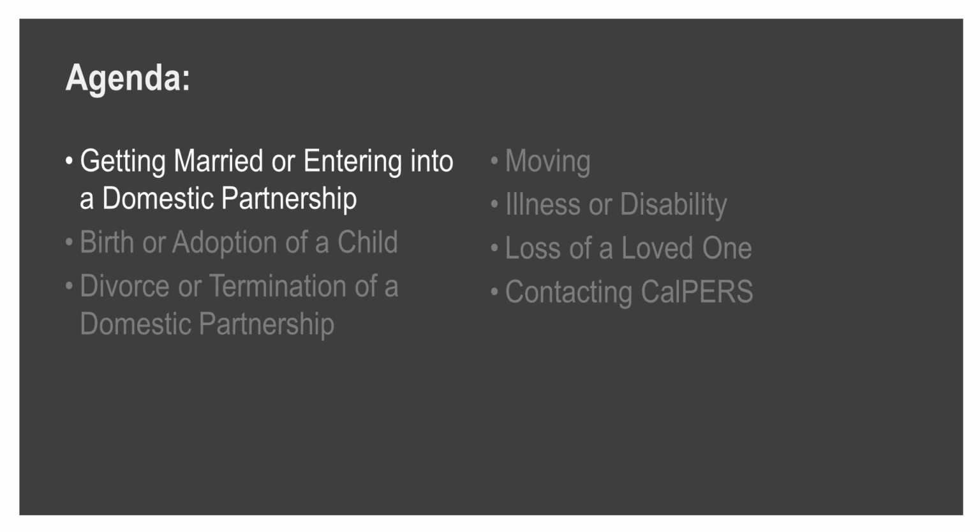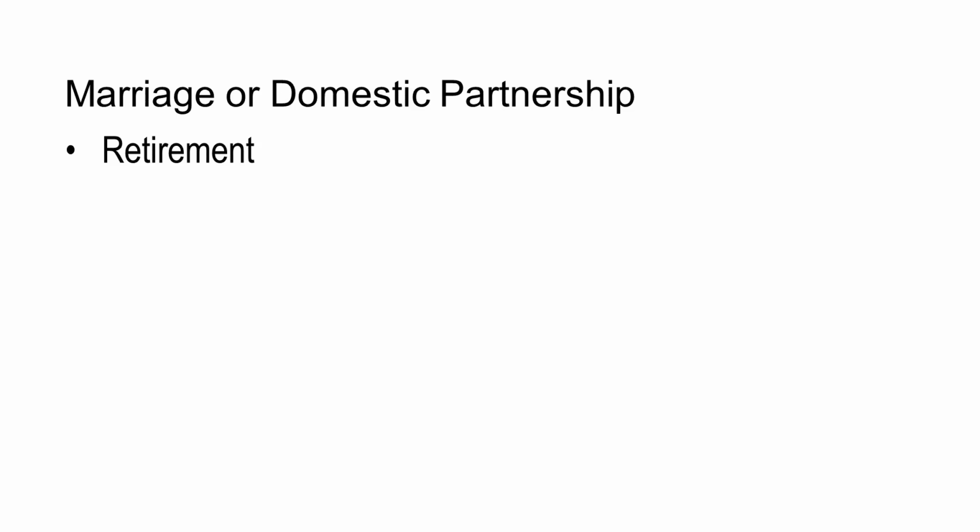Let's get started with the first item on the agenda, getting married or forming a domestic partnership. Did you know that when you enter into a new marriage or registered domestic partnership, it revokes any beneficiary designation you may have on file with CalPERS? You'll need to complete a new beneficiary designation form to ensure your benefits go to whom you wish. Otherwise, any benefits would be paid out according to state law.